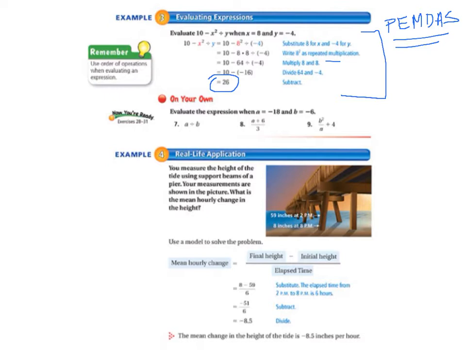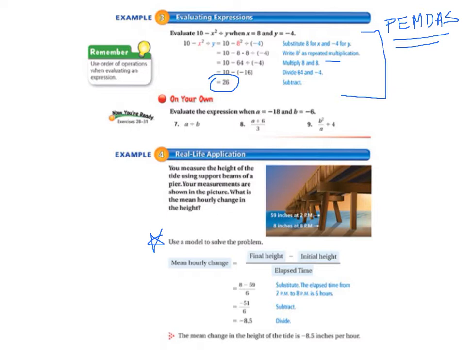Finally, let's take a look at example 4, a real-life application. It says you measure the height of the tide using support beams of a pier. Your measurements are shown in the picture, and it asks what is the mean hourly change in the height. So the picture shows the pier with 59 inches at 2 p.m. and 8 inches at 8 p.m. And it asks us to use a model to solve the problem.